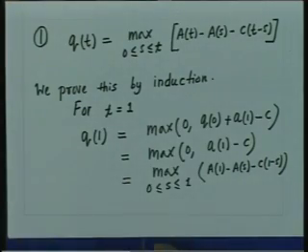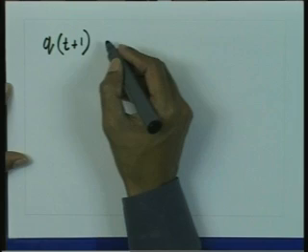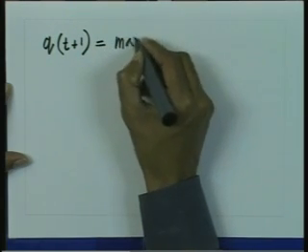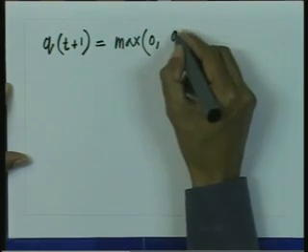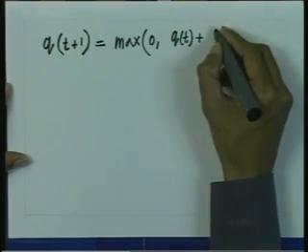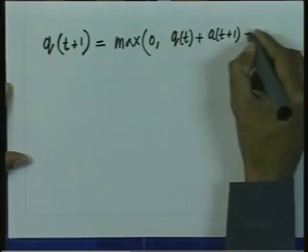Now let us assume that this result is true for t, and then we will prove that it will also be true for t plus 1. So we would have proved this by induction. If this result is true for t, then we can write Qt plus 1, again from Lindley's equation, as max of 0, Qt plus At plus 1 minus C.